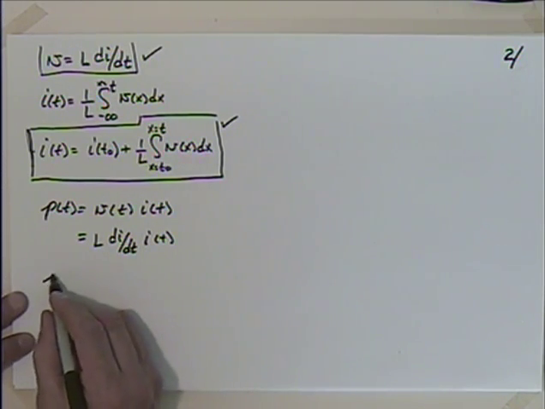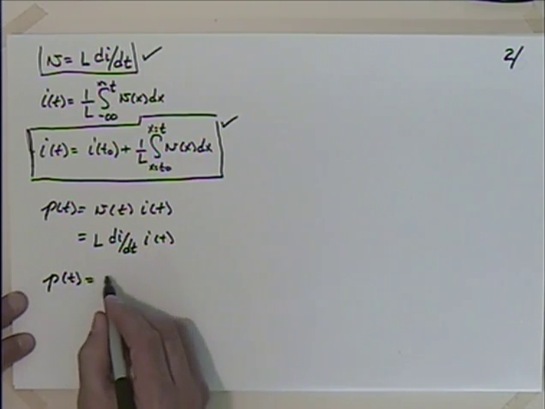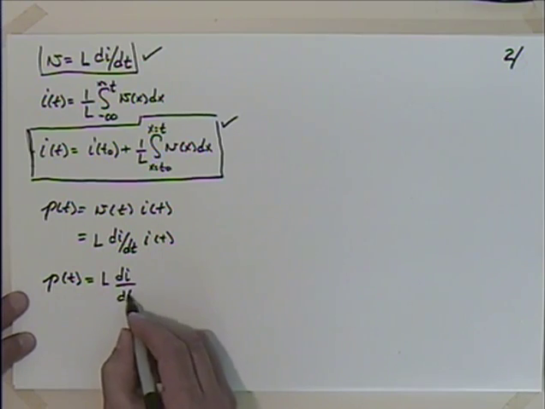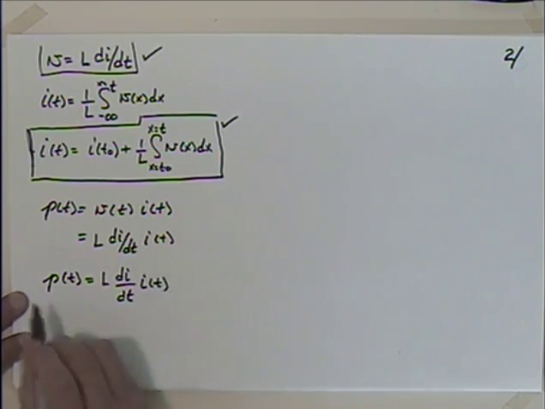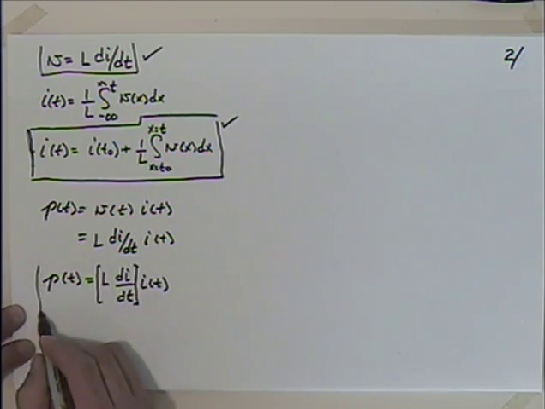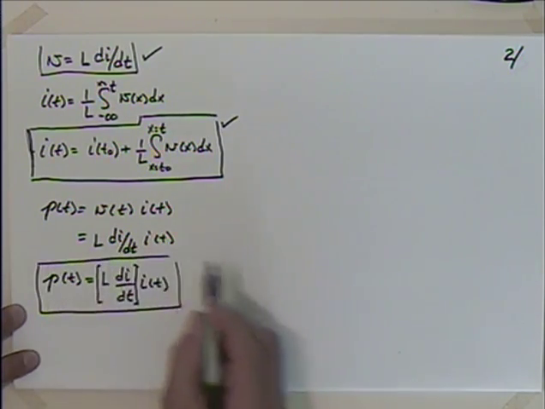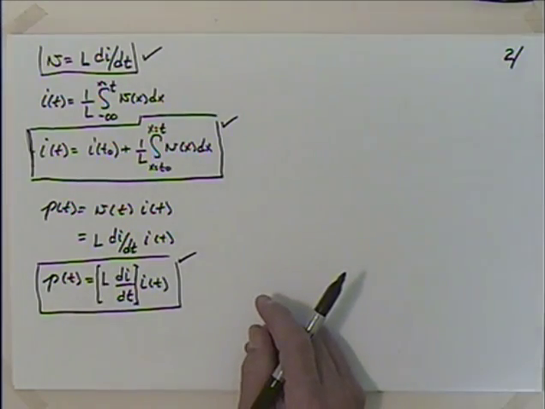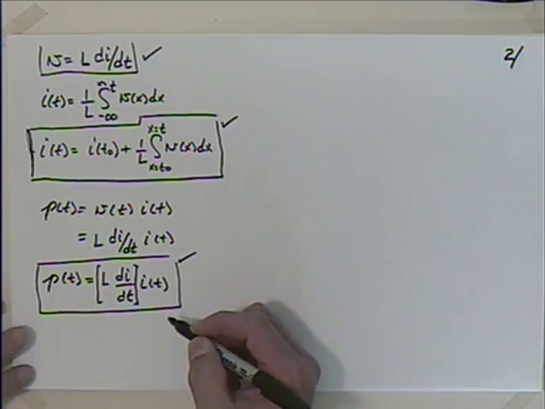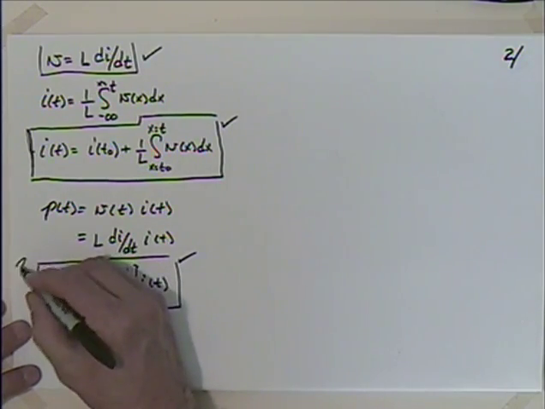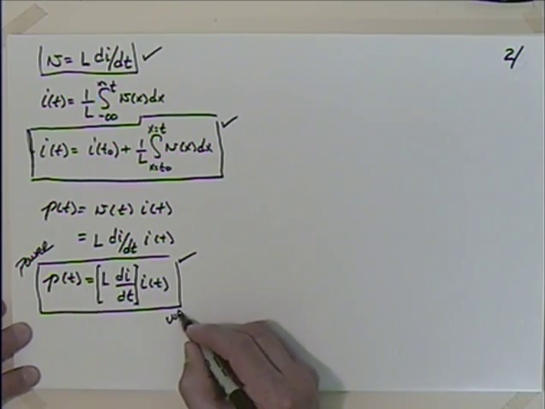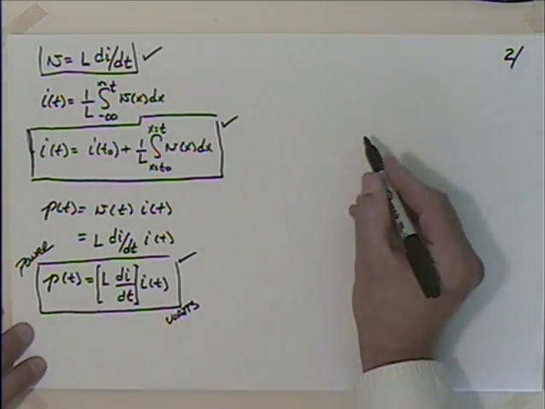So that would be our expression for power is equal to L, like that. Maybe I'd better separate that. So that would be our power expression. Of course, that would be in watts. And then energy. Let's look at energy.